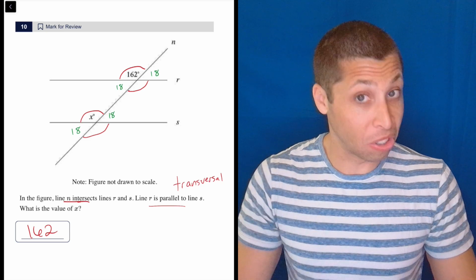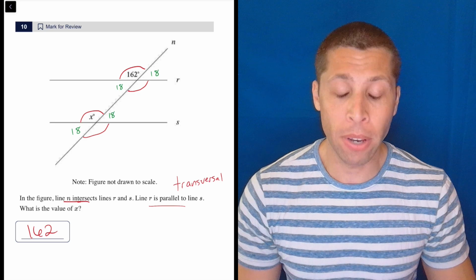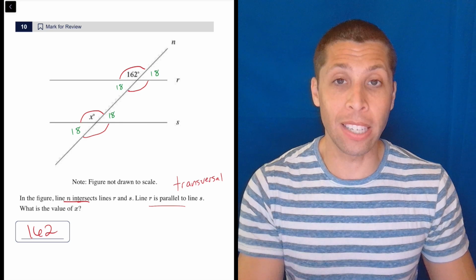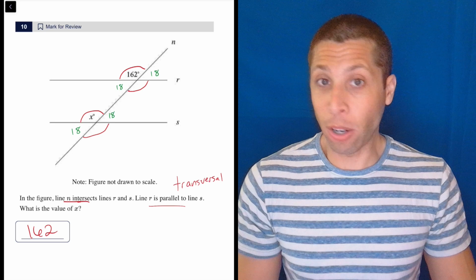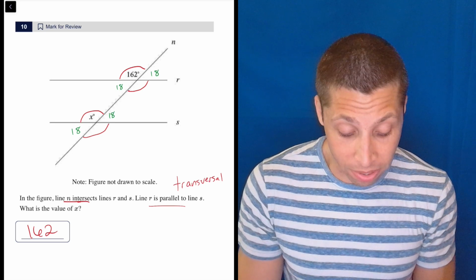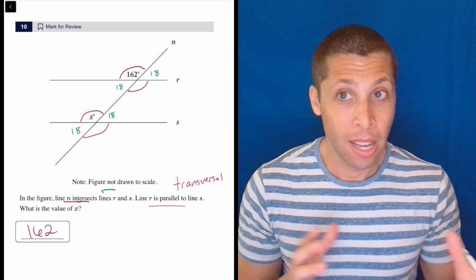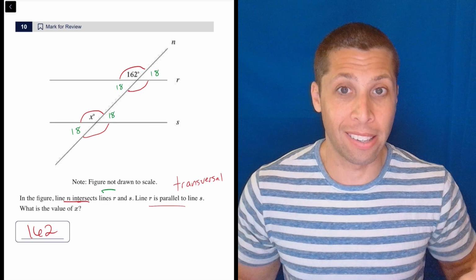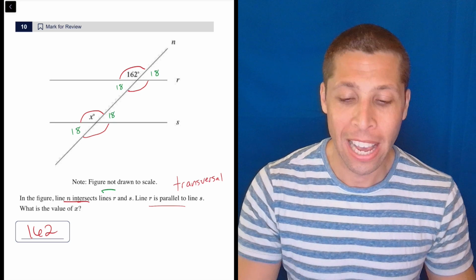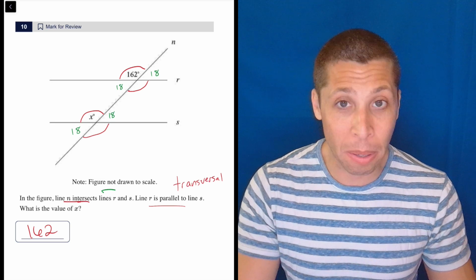Some people, for some reason that I've never been able to figure out, can't just look at this and know instantly what's going on. They can't tell that the 162 and the x are the exact same thing. I know it says not drawn to scale, but if they're parallel, it has to be. It has to be. Even if, it has to be that way. So it's obvious to me. It's like the sky being blue.